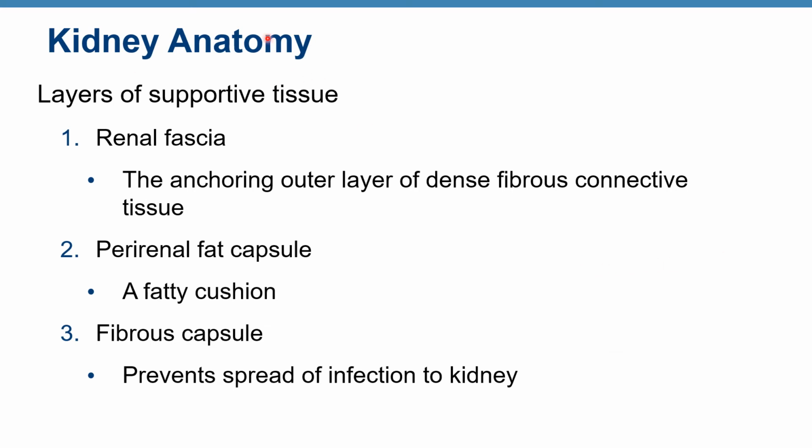So kidneys are covered by supportive connective tissue, and it has several layers of supporting tissue: renal fascia, anchoring outer layer of dense fibrous connective tissue; perirenal fat capsule, fatty cushion; and fibrous capsule that prevents spread of infection to kidneys. So pretty much this is the most superficial, and then we go deeper and deeper.